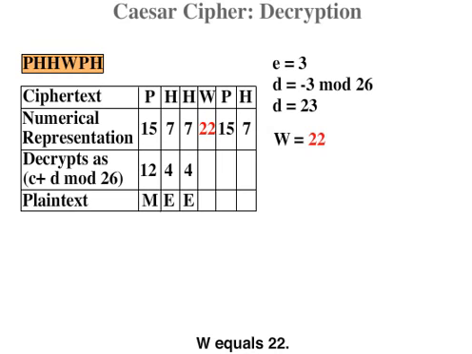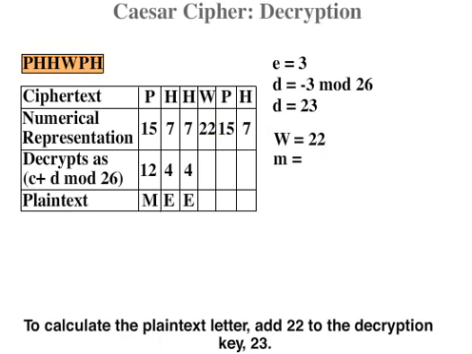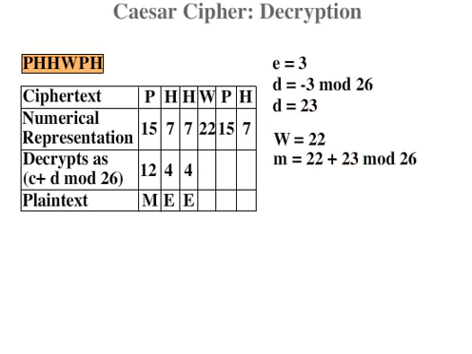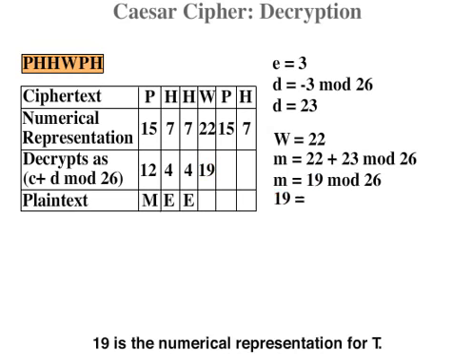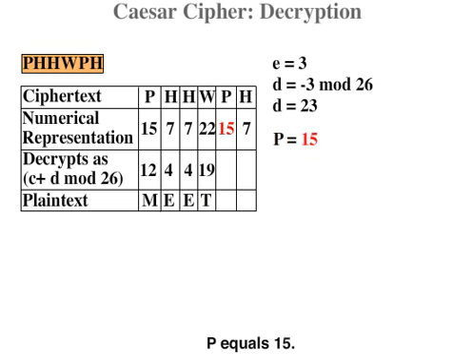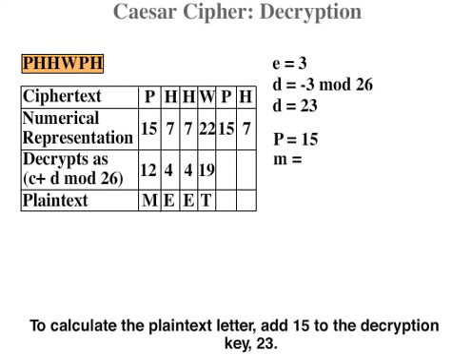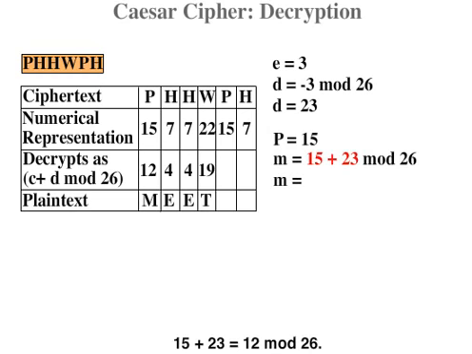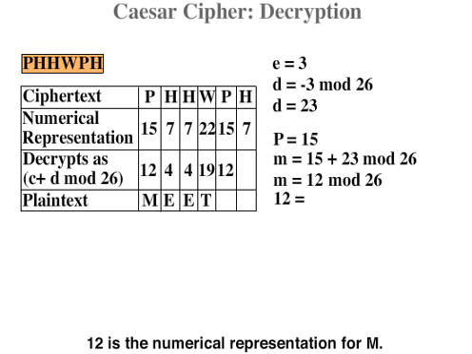W equals 22. To calculate the plaintext letter, add 22 to the decryption key 23. 22 plus 23 is 19 modulo 26. 19 is the numerical representation for T. P equals 15. To calculate the plaintext letter, add 15 to the decryption key 23. 15 plus 23 is 12 modulo 26. 12 is the numerical representation for M.